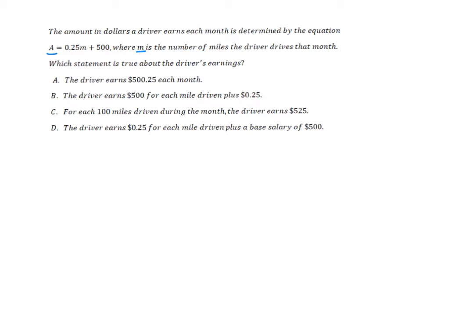So 0.25 represents the slope, because that's the rate of change per mile. So how much the driver receives per mile, and 500 represents the y-intercept, which is the base or the flat salary. So that's something we get from the equation. Now, if you see the choices that we have, that's a multiple choice question.